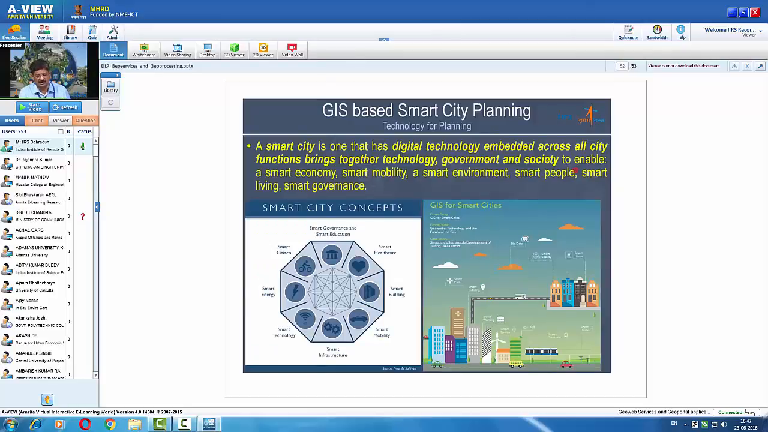This is GIS-based smart city planning, where the smart city needs to be combined with governance. Particularly, we have to do smart governance for smart education, healthcare, as well as building. I already told you. Then mobility, as well as infrastructure, then technology, as well as smart energy. All combined finally provide the GIS platform for developing and achieving smart cities.